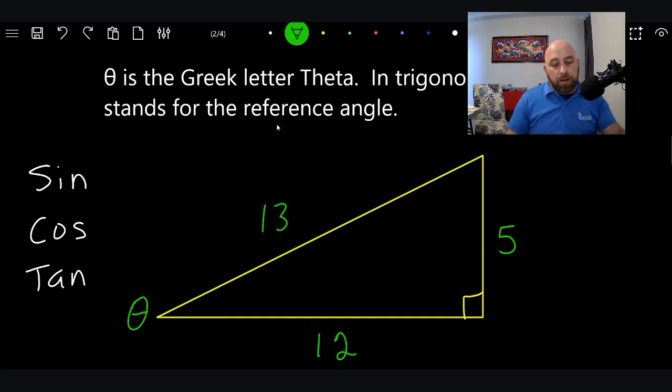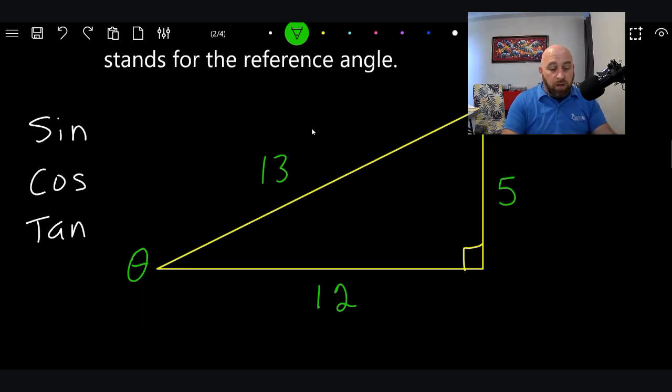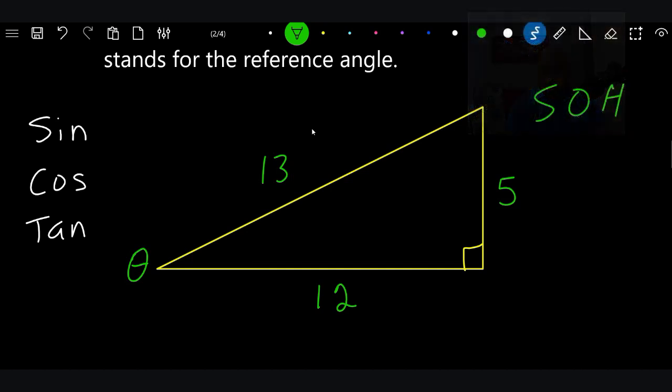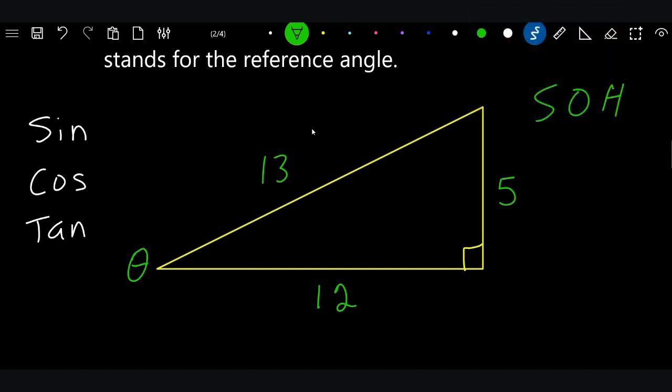So let's talk about this. Look at this triangle, and we're going to solve for the theta angle. The theta angle is our reference angle. So what is the sine of this one? Well, you have to remember, what is sine? So, SOH. With SOH, what is it? Sine, opposite, hypotenuse.